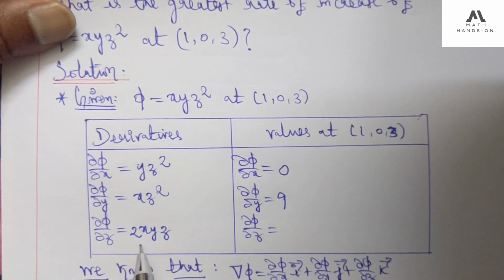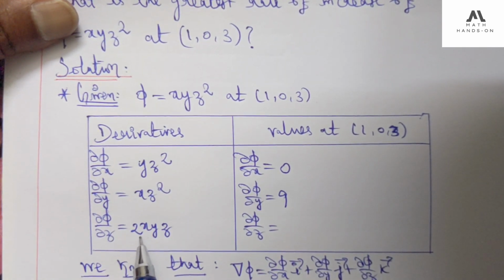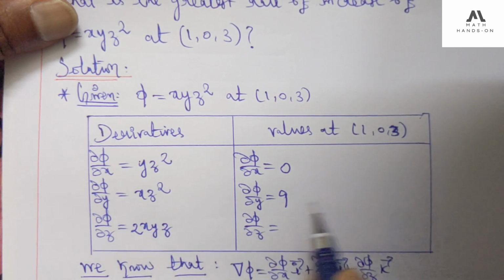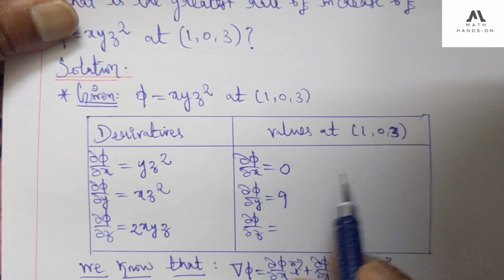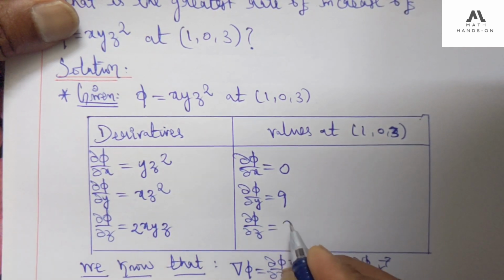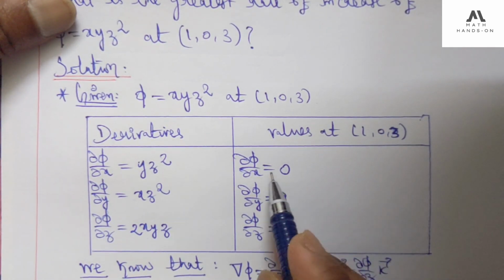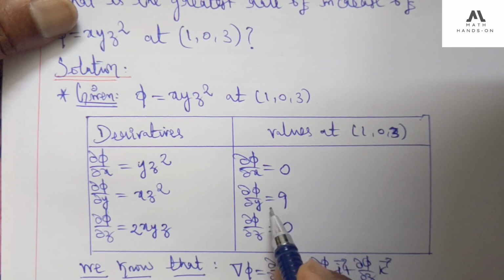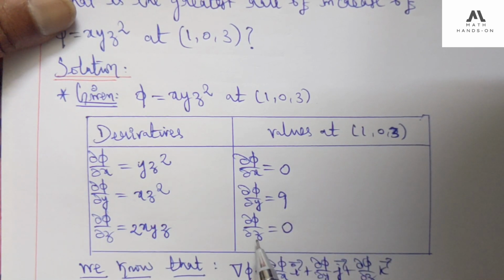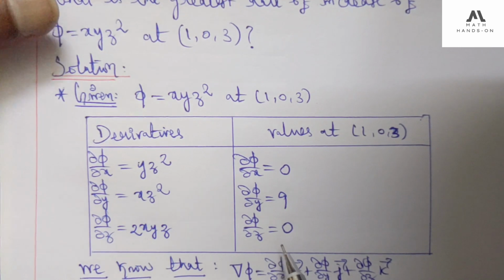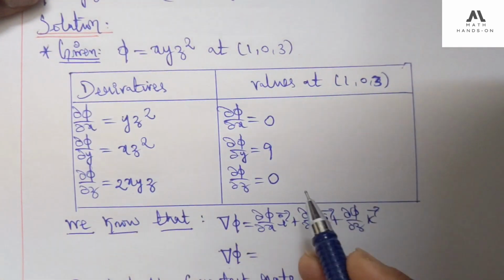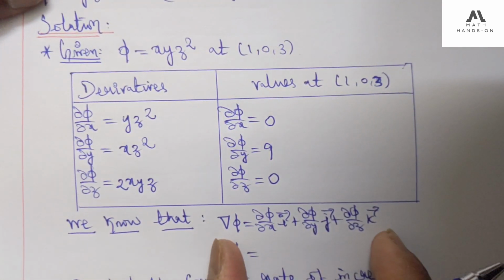Next, the last term. For the last term we have 2xyz. Here also we have y. In place of y we have 0. So 0 into anything will be 0. Finally we get dou phi by dou x value 0, dou phi by dou y value 9, and dou phi by dou z value 0. Now substitute these three values in the del phi formula.